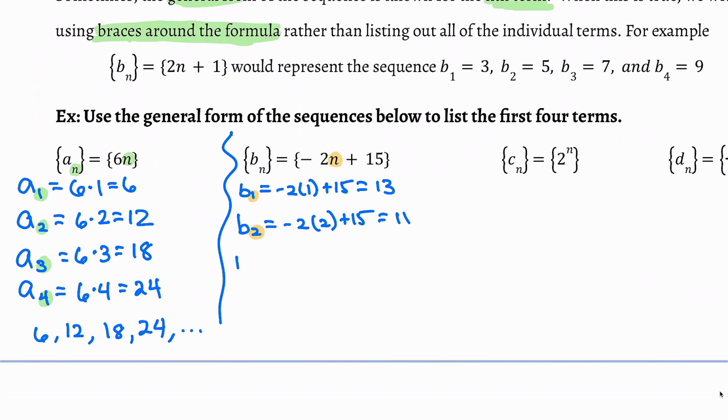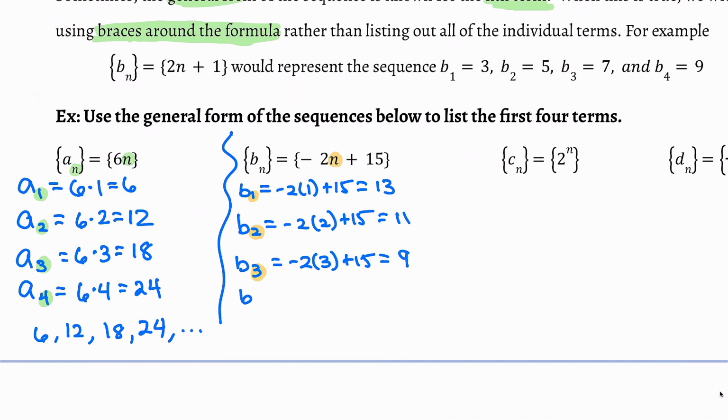When I do b sub 3, or my third term, you notice I've been saying it really fast. I've been saying b sub, because sub means subscript. That just means the little number on the bottom. Okay, so b sub 3, or the third term, is equal to negative 2, there's my n, I'm going to replace it with the number 3 plus 15. Negative 2 times 3 is negative 6 plus 15 is 9.